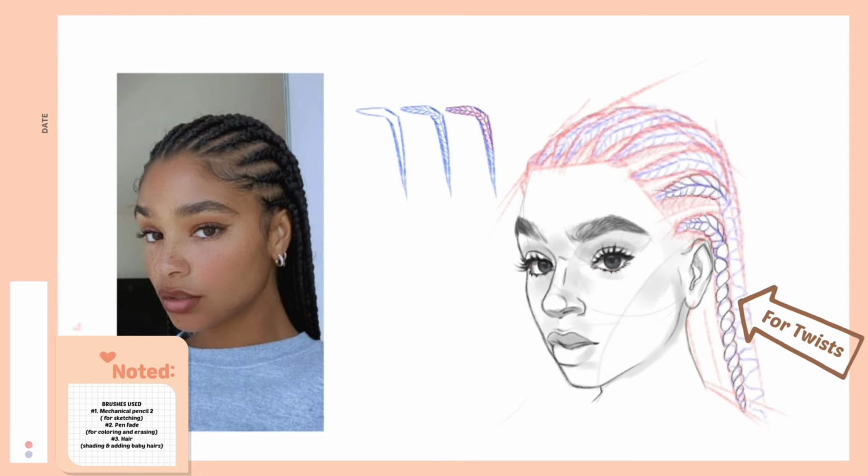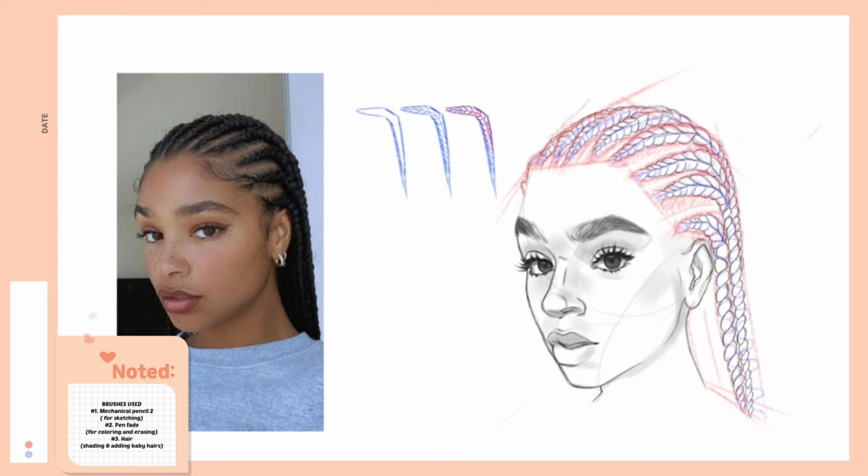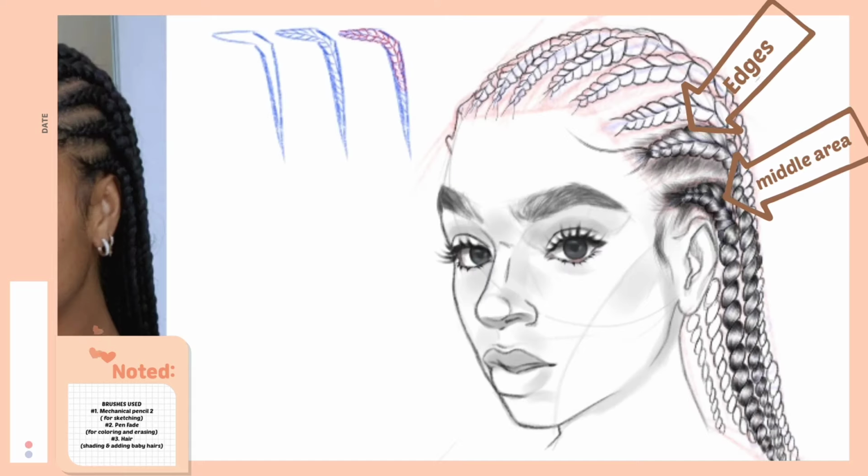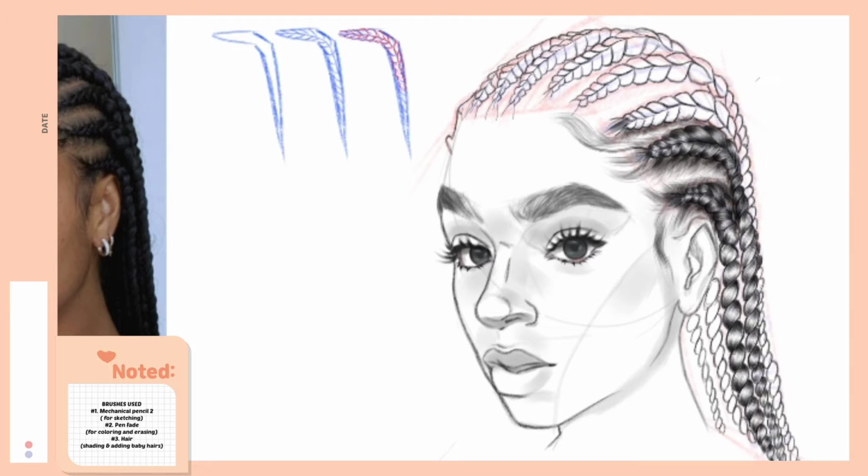For twist, all you need to do is curve one end into another, like this. I'm using the hairbrush in shading. It really helps in making it look realistic. The shading is the same as that of braids. I darken the middle area between the braid and also along the edges. As for twist, I darken the areas where the curve meets.